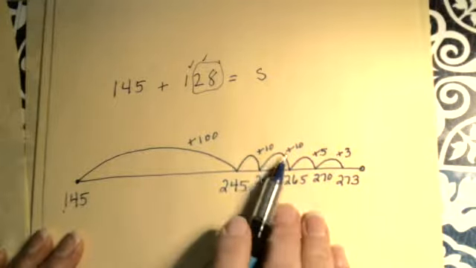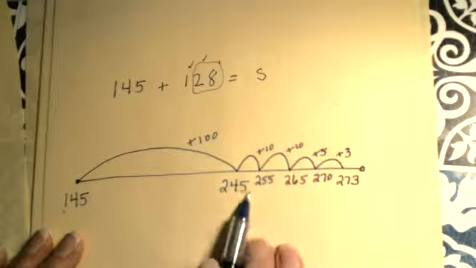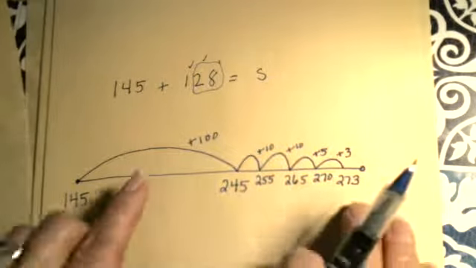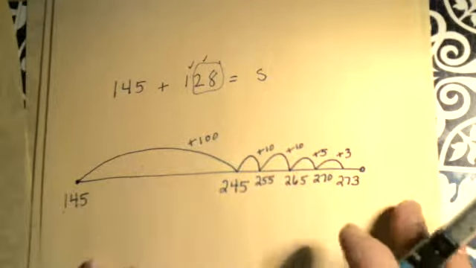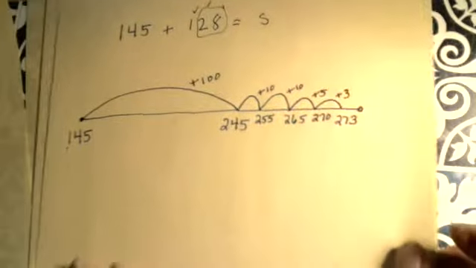100, 10, 20, 5, 6, 7, 8. You can check yourself to make sure you added all of them there. So again, that gives you 273.